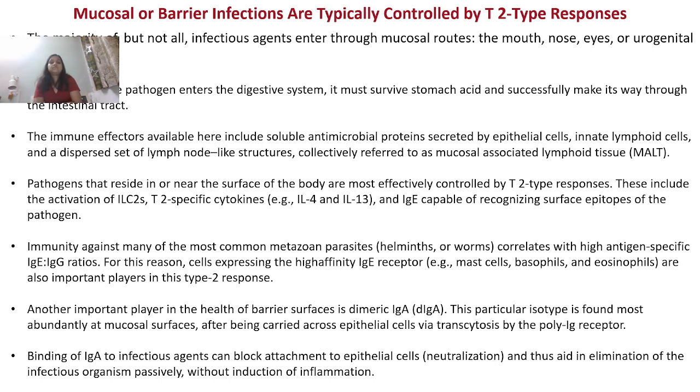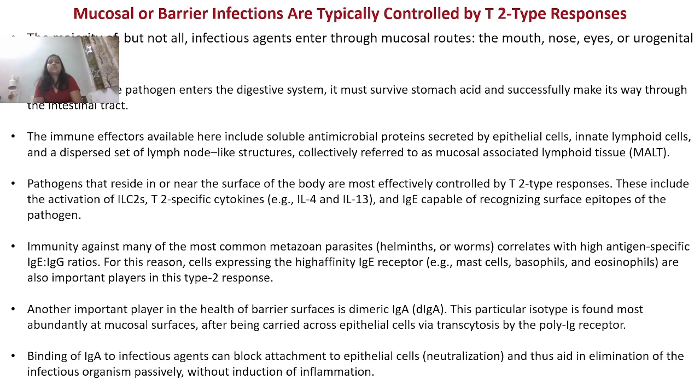Then the cells, for example basophils, eosinophils, and mast cells, will increase the expression of IgE. IgE is what? Immunoglobulin E, the antibody. So they will increase the IgE receptor, and they will mediate a Th2 type of response.